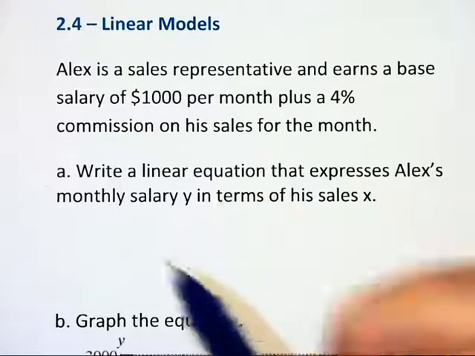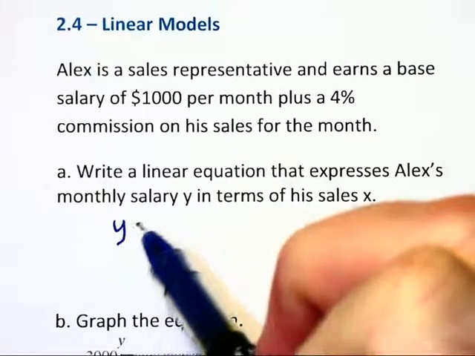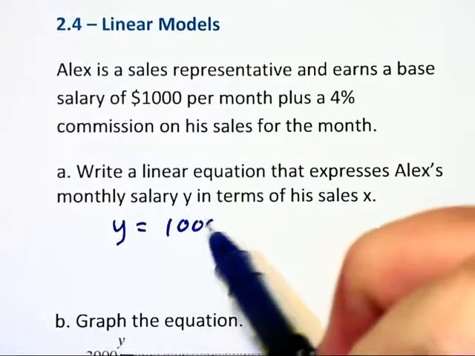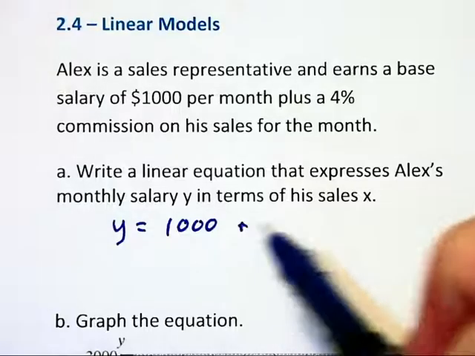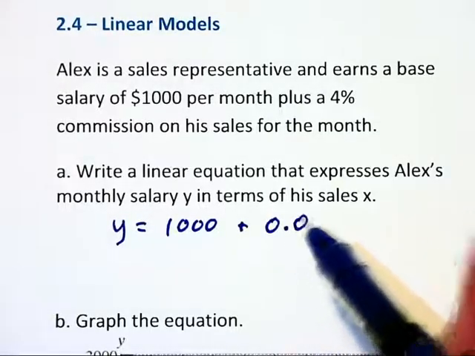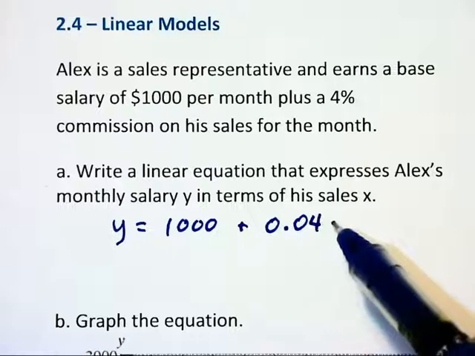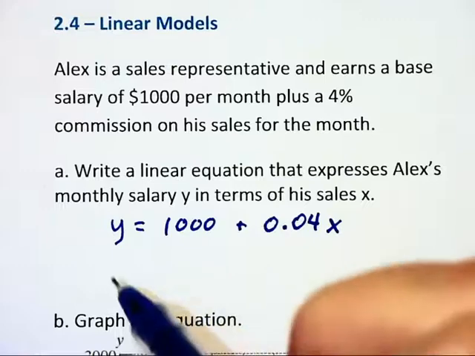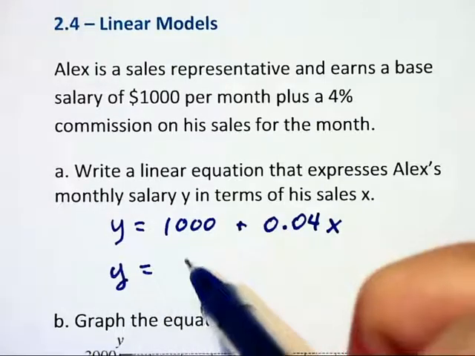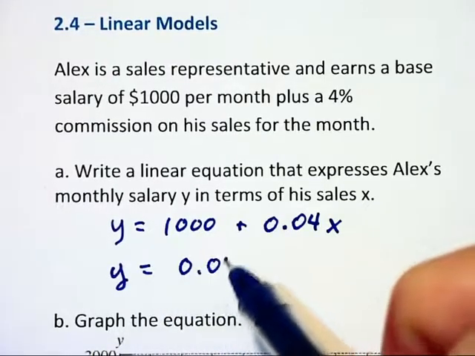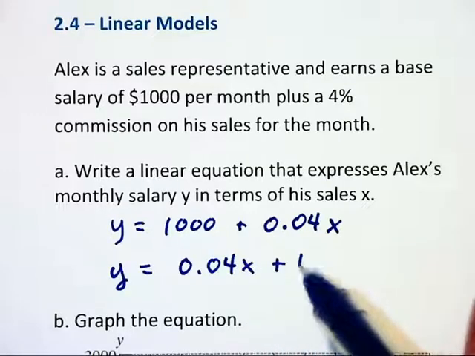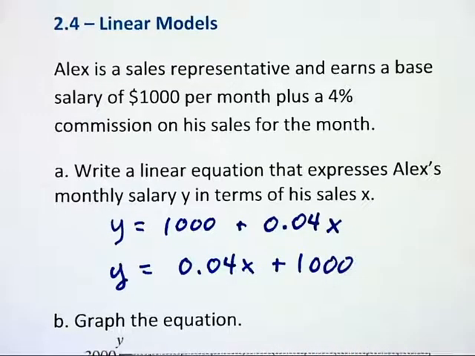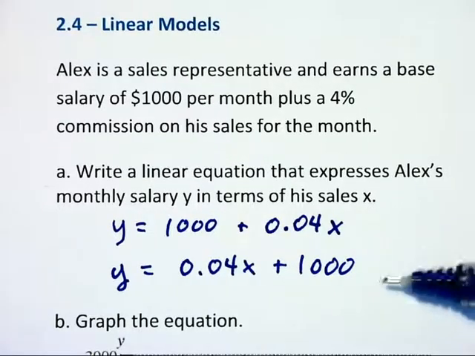So let's do it this way. Let's say y is going to equal $1,000 that he's going to earn plus 4%, which we can write as a decimal, 0.04, times his sales x. Notice how easy that was to come out. Now we could rearrange this to put it into slope-intercept form, y equals 0.04x plus 1,000 if you wish. Personally, I like the first one better, but this second one is more of a match with how we do things here, at least in America.